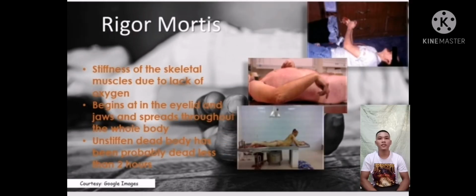Rigor mortis is the third stage of death, in which chemical changes that affect muscle fiber elasticity cause the muscles to stiffen, an indication of the time of death in forensic science. Rigor mortis usually initiates at 2 to 3 hours after death and presents according to the position of the body at the rigor mortis onset.